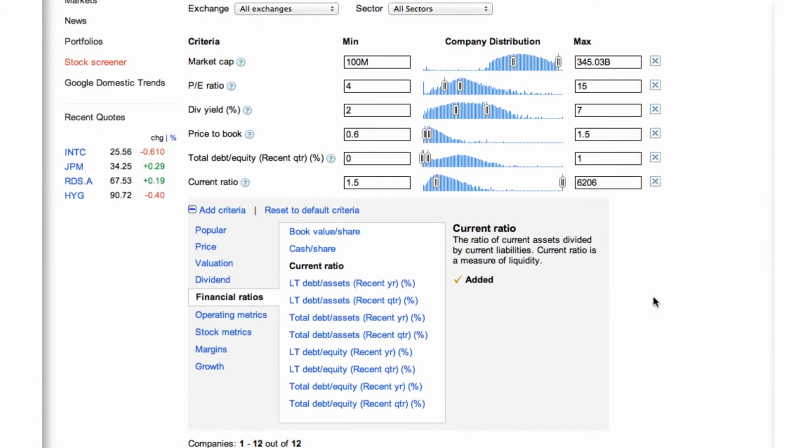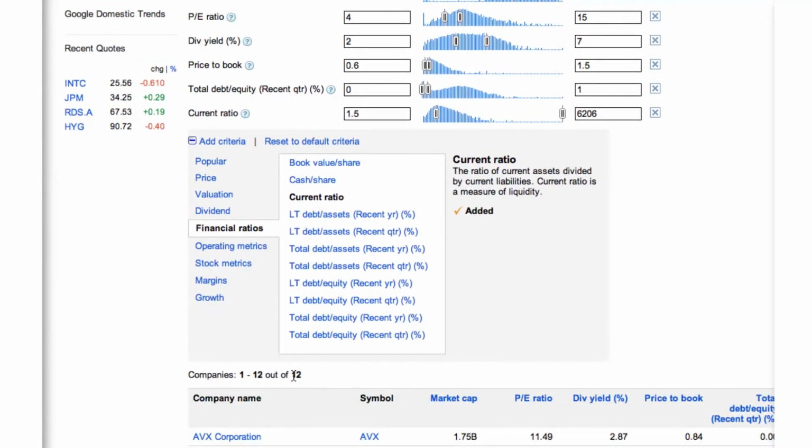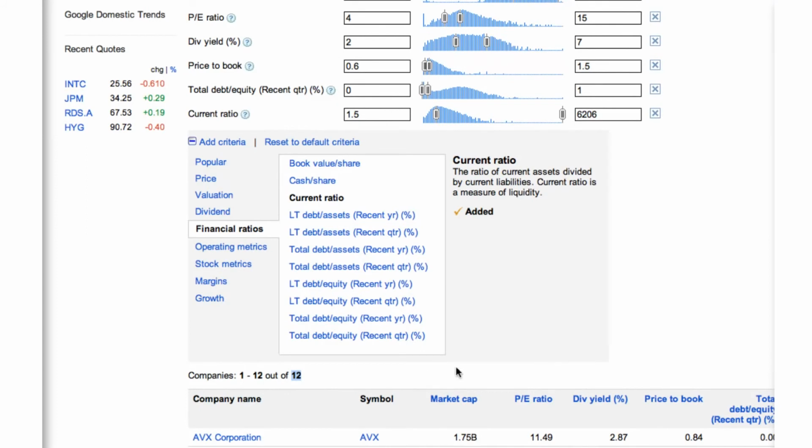Now, as you can see, as I'm going down through these criteria, I only have 12 companies right now that are meeting the specs that I've put in. Now let's say that you're putting in some really stringent specifications here, and you have 0 stocks showing up. What you're going to have to do is come up here and adjust some of these and be a little bit more lenient on your criteria.